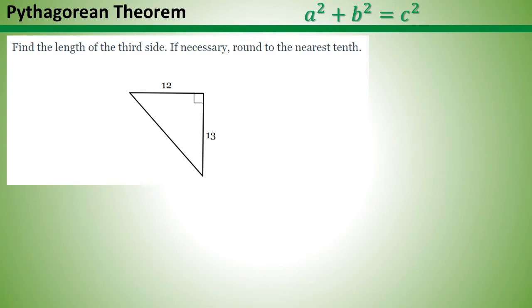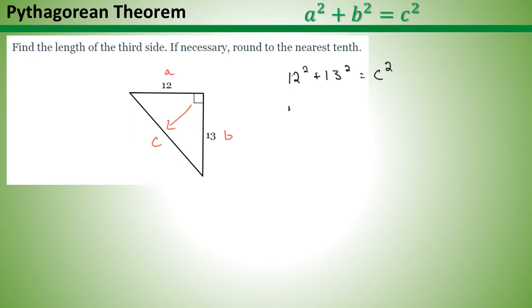Okay, here's another example. So again, the hypotenuse is across from the right angle, so that's C. I can call this A, I can call this B. Okay, A and B, it doesn't matter if I switch them. I could call 12 B and 13 A. I'm still gonna be okay there. So on this one, I have 12 squared plus 13 squared is equal to C squared.